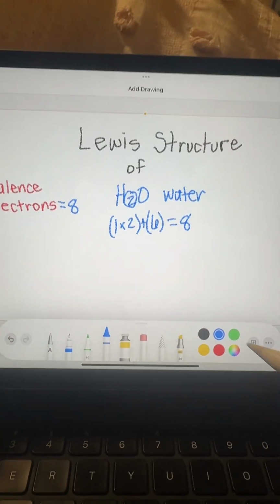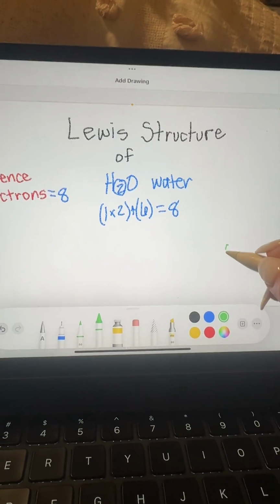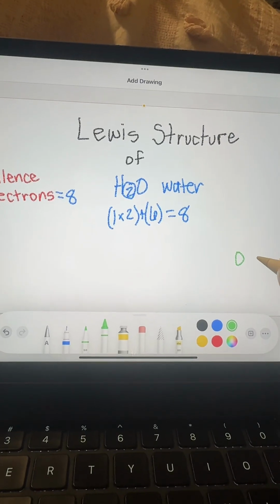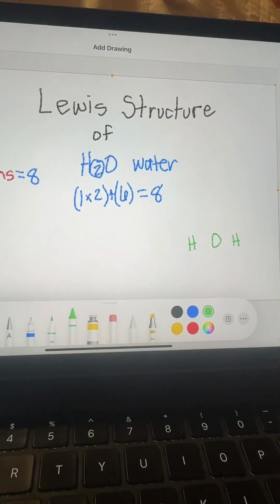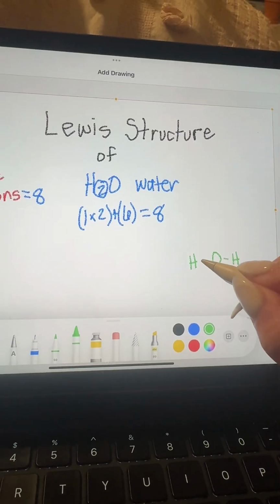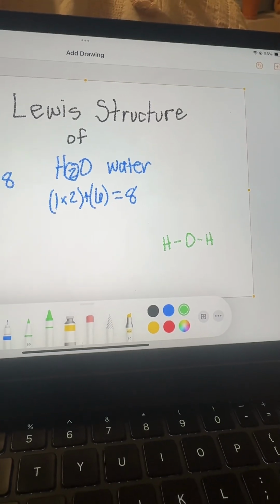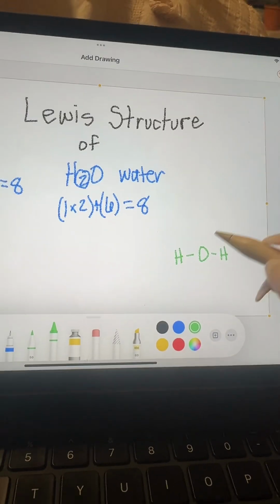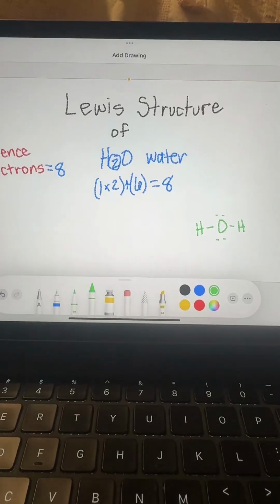Now it is time to draw this out to make our Lewis structure. So oxygen is going to be our central atom, and we are going to put hydrogen on the outside. So we have 8 valence electrons, but remember each bond takes up 2 valence electrons. So we have a total of 4 valence electrons left. So since both hydrogens' outer shells are full, we are going to place the other 4 valence electrons like so. So that is the Lewis structure for water.